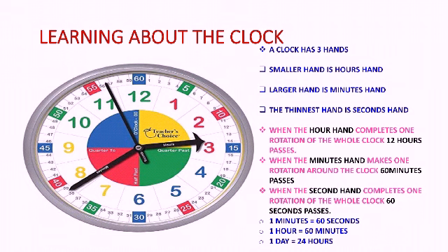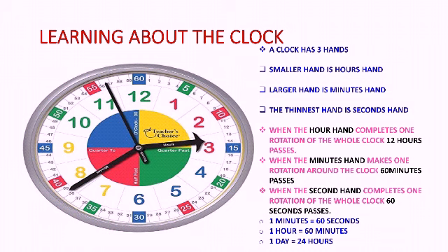Okay, learning about clock. Now before we start the class, you should know some facts about clock. We all have clocks in our house, right? We have seen there are 3 hands of a clock. The smaller hand of a clock is the hour hand. The larger hand of the clock is the minute hand. And the thinnest hand is known as the second hand.